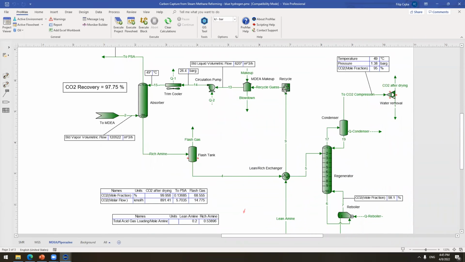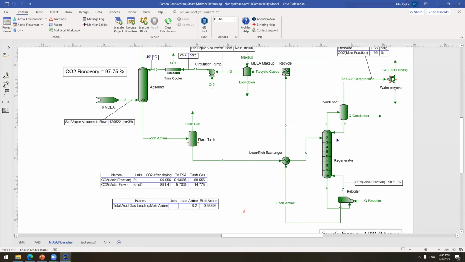So this is the loop. This is the loop of the amine. It's coming from the recycle, from the makeup block, circulation pump, trim cooler, through the absorption column to the rich amine. We flash some hydrocarbons in here. Then the lean and rich heat exchanger, back to the regenerator. We boil off the CO2, and then it's going back into the loop.